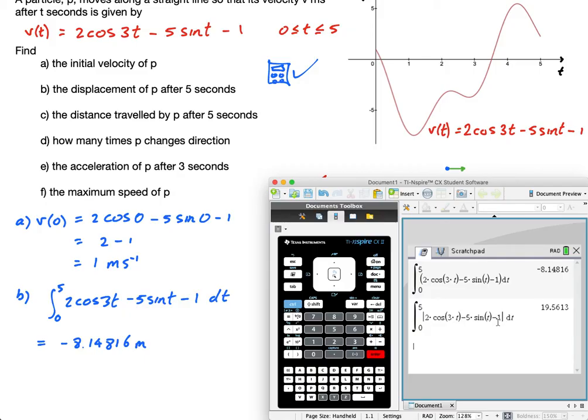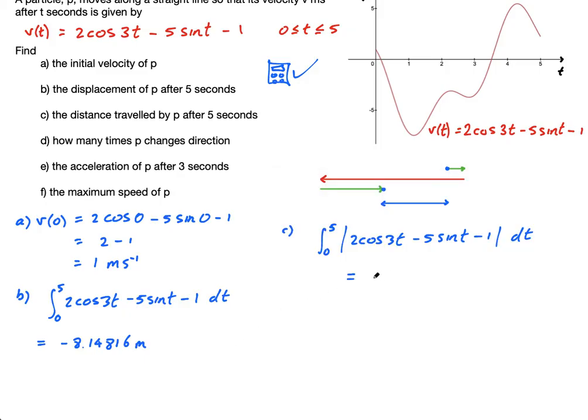19.5613. So this is equal to 19.5613 meters. Okay, next one, D. And that's meters, and that's the total distance that he's traveled.